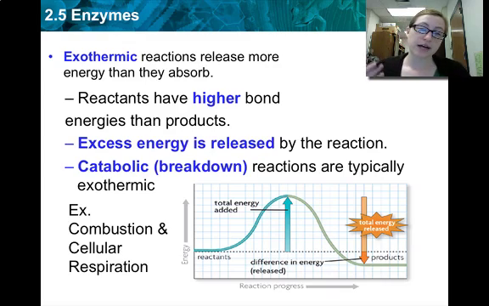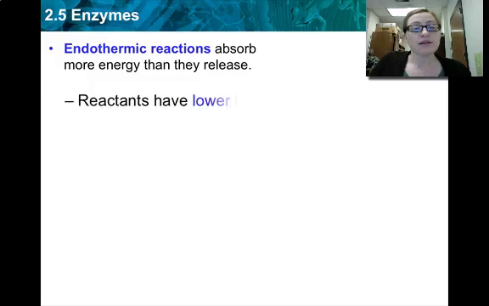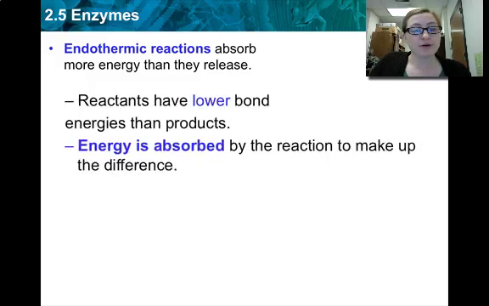So I always remember catabolic because I think of a catastrophe. What does catastrophe do? It destroys things. It breaks things down, right? Buildings fall during huge catastrophes like earthquakes. Earthquakes are an example of a huge catabolic event. All right? The other kind would be endothermic reactions.